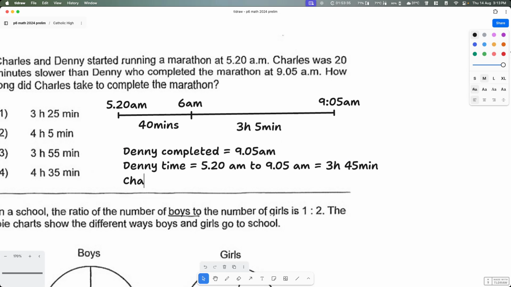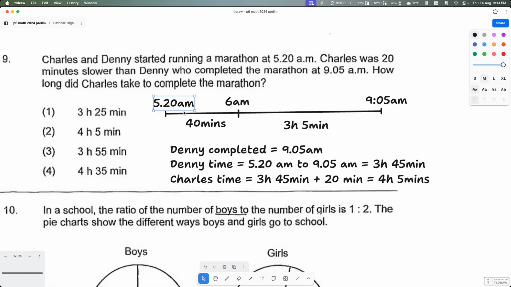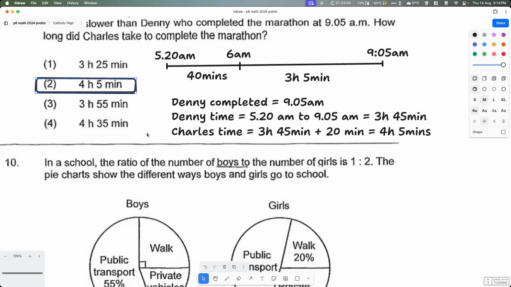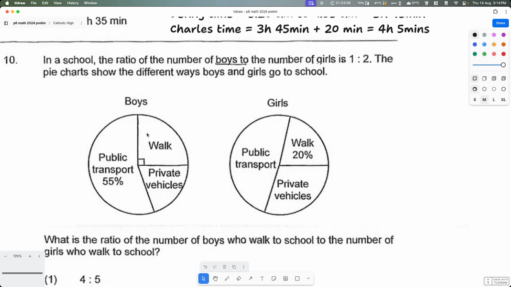So Charles is 20 minutes slower. Charles' time is equal to 3 hours 45 minutes plus 20 minutes, and this gives us 4 hours and 5 minutes. So the answer to this is option number 2. Okay, so that's it. Let's move on to number 10.